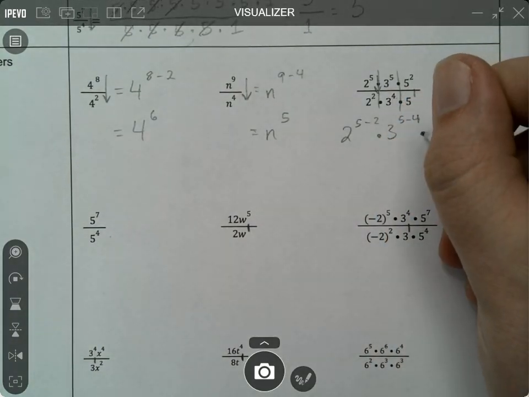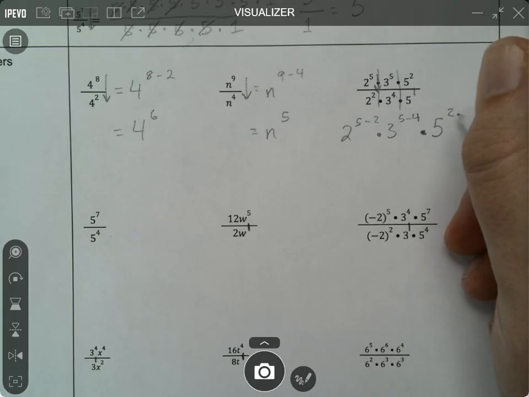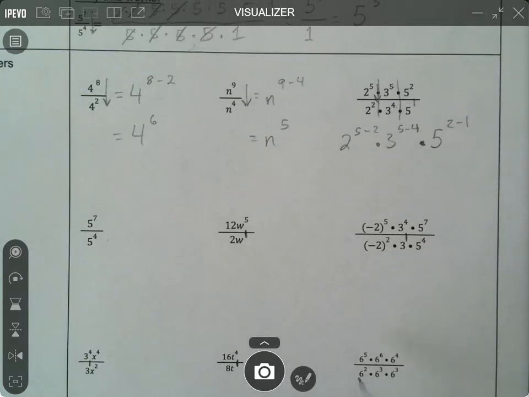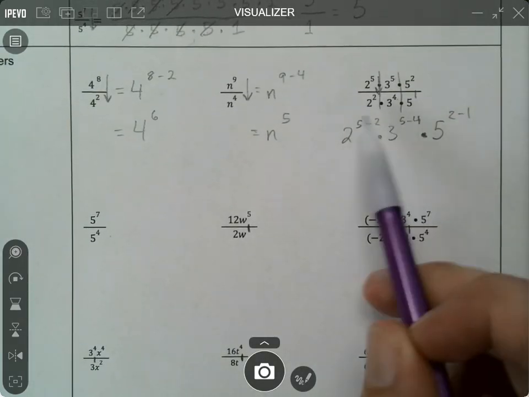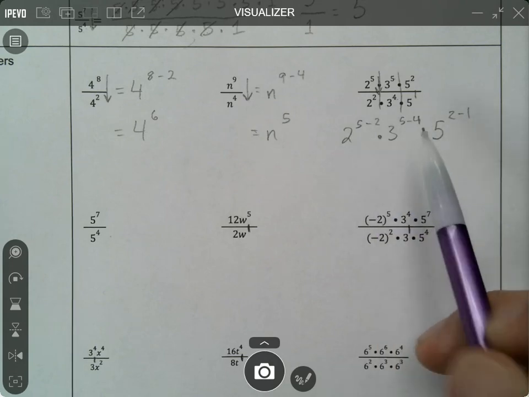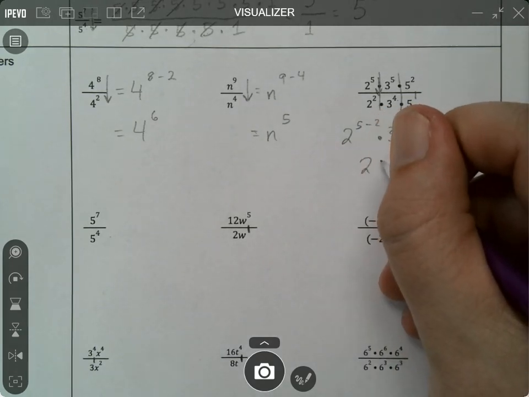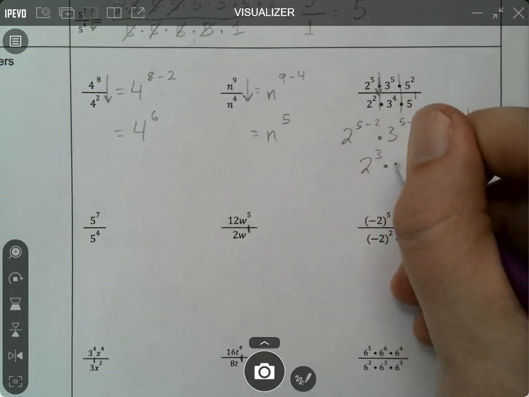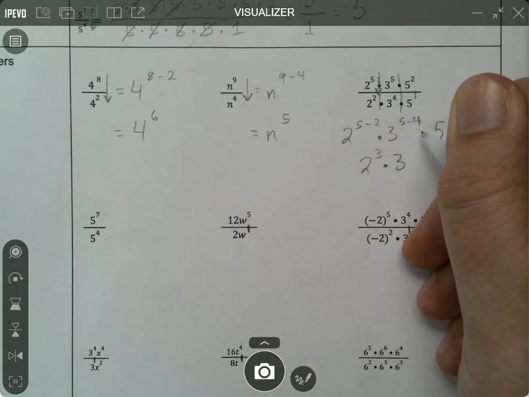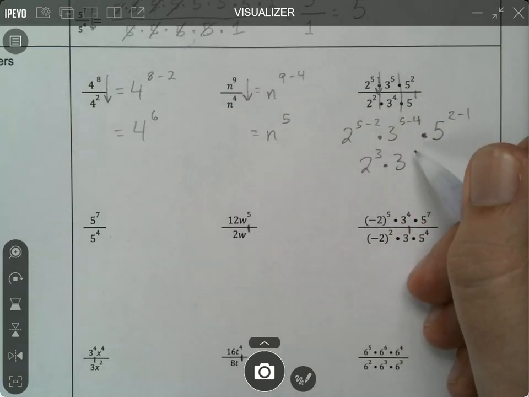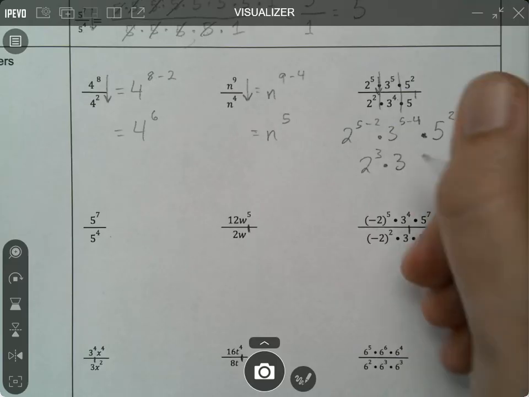5 is our base to the 2 minus 1, right? And then, that's the hard work. This is simple subtraction. 5 minus 2 is 3. 5 minus 4 is 1. You can put the 1, or you could just leave the 3 here.